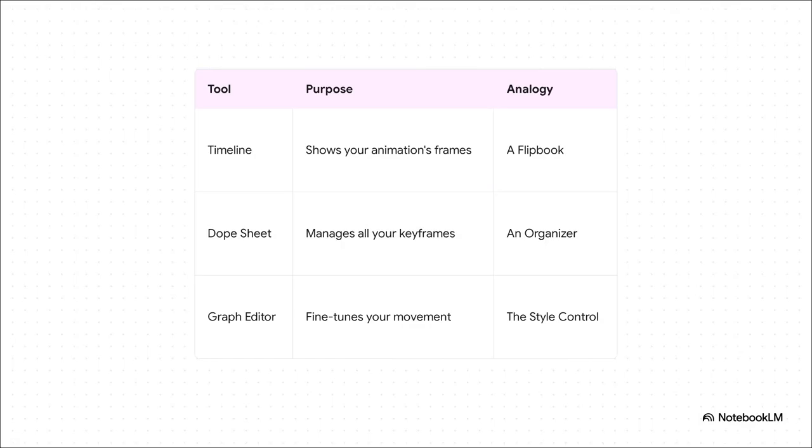And this new layout gives you three key windows. You've got the timeline at the bottom. Think of it like a flipbook. Then there's the dope sheet, which is basically an organizer for all your little keyframe snapshots. And then there's the graph editor. Ooh, the graph editor. That's the good stuff. That's your style control, where you make things look smooth and cool.